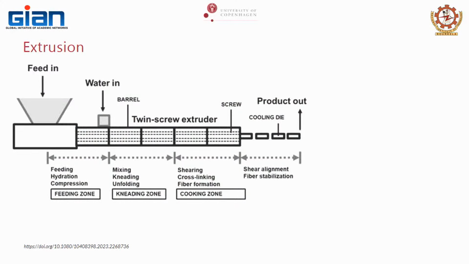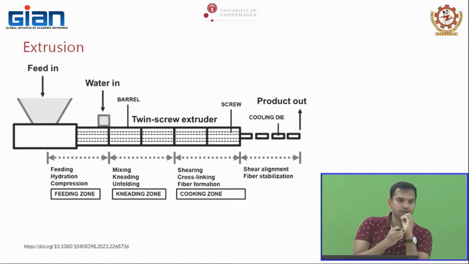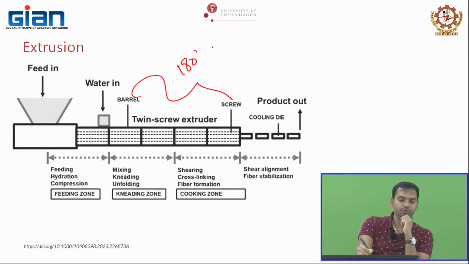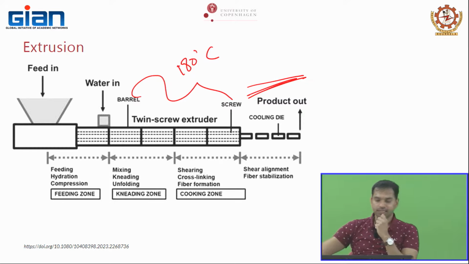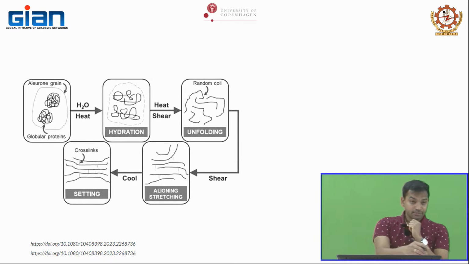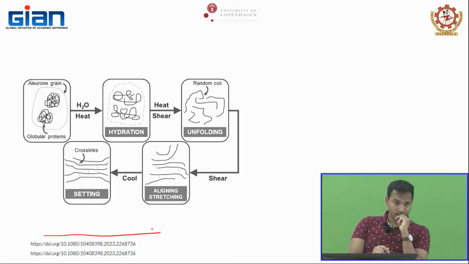Some extrusion, I have already taught what extrusion is. Extrusion is to get the meat analogues, the texture structure. Remember, here in this region the temperature can go up to 180 degrees Celsius and then you will cool it here. So, heating and cooling, that can change the protein structure, protein can be denatured. I have explained all these things already in the previous lecture.